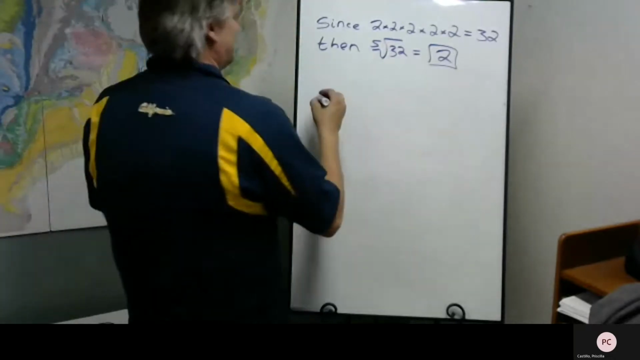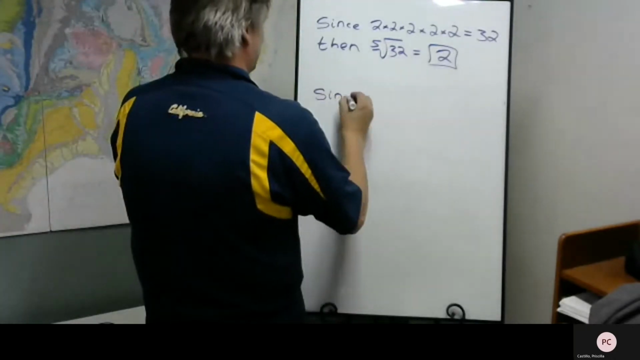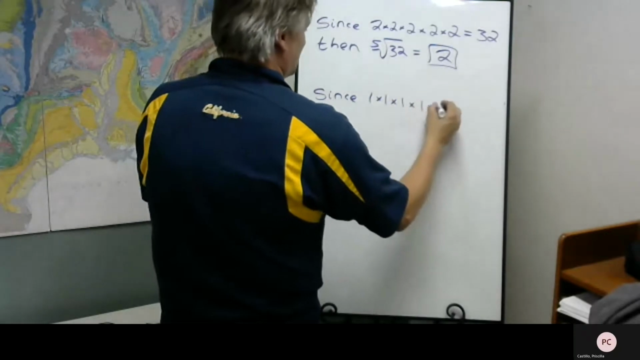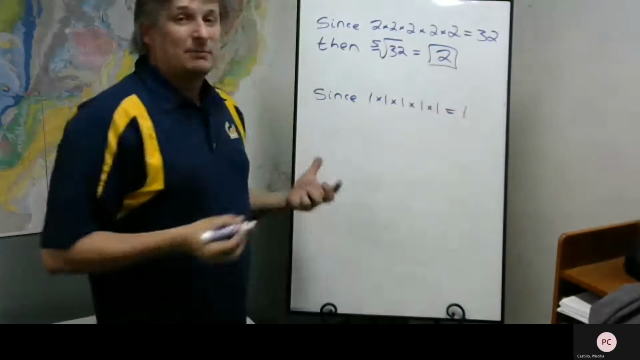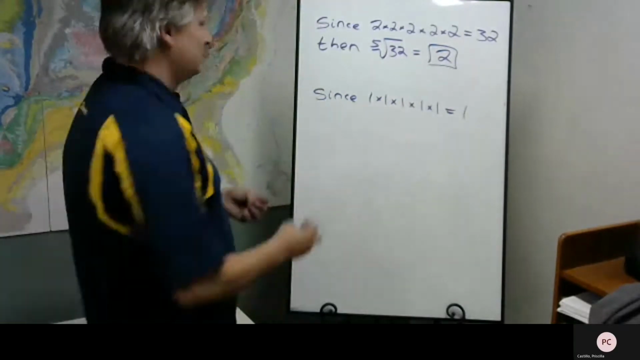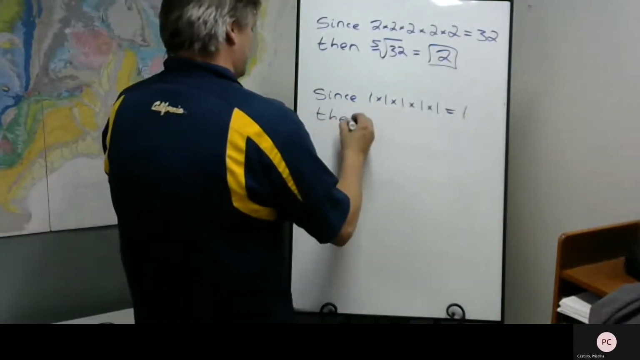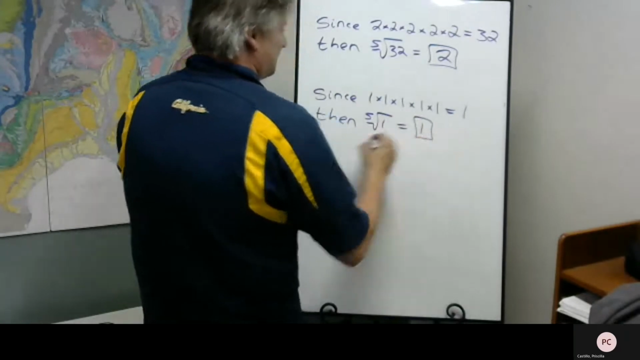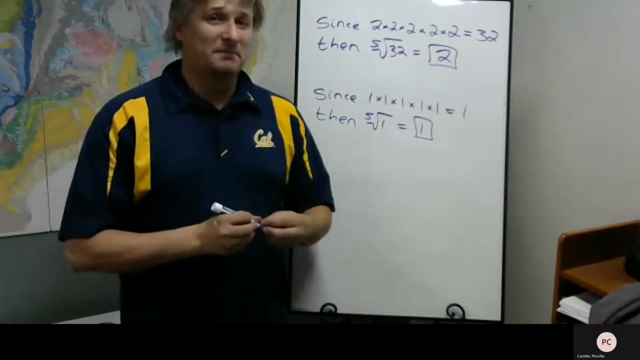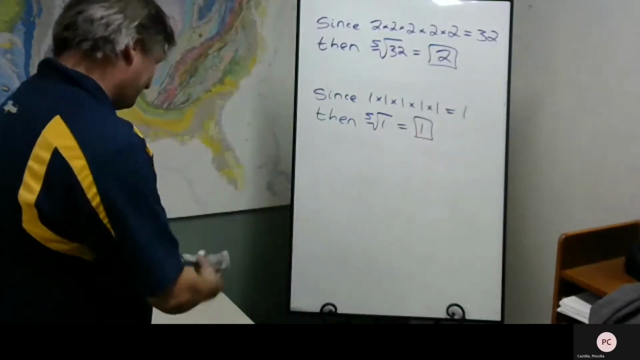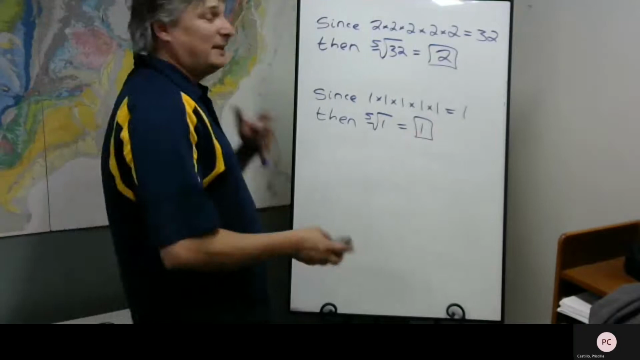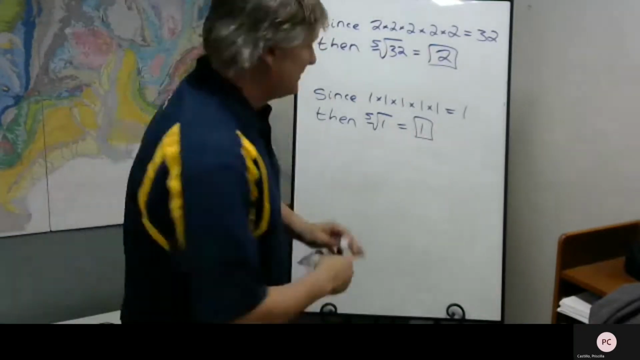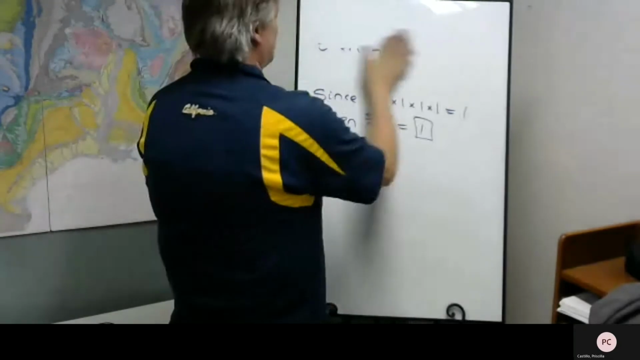Finally, let's take a look at this one. Since 1 times 1 times 1 times 1 times 1, if you multiply a bunch of 1's together, you just get 1. And the fifth root of 1 is equal to 1. So, any questions about that? All right. So let me show you some interesting ones.